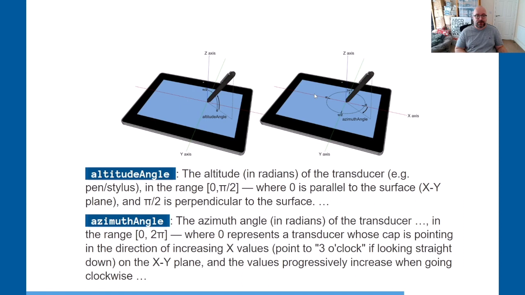of the transducer in the range 0 to 2 pi, where 0 represents a transducer whose cap is pointing in the direction of increasing x values, pointing to 3 o'clock if looking straight down on the XY plane, and the values progressively increase when going clockwise. Still admittedly fairly complex, but slightly more intuitive than the definition of tilt X and tilt Y with the different planes and how to visualize that.